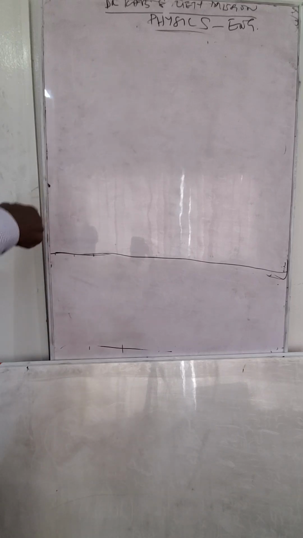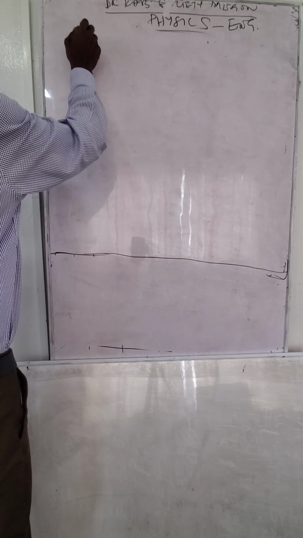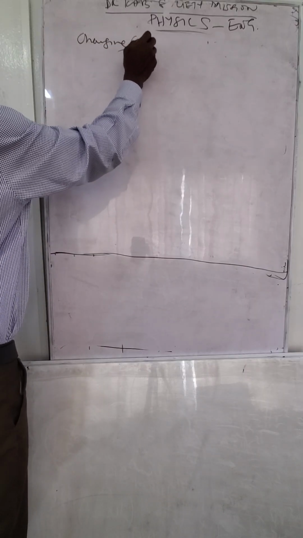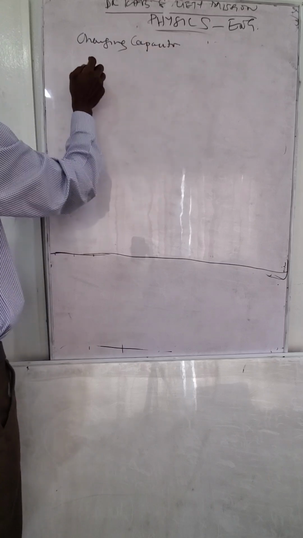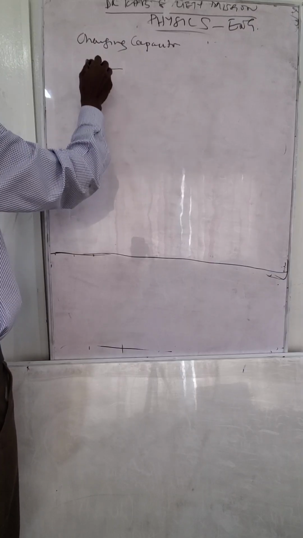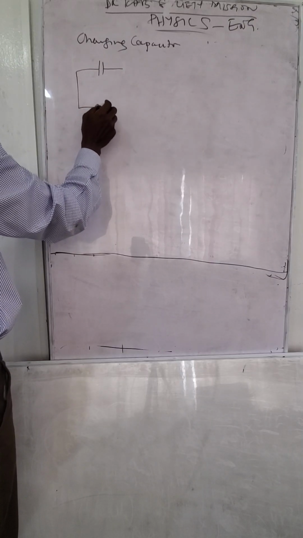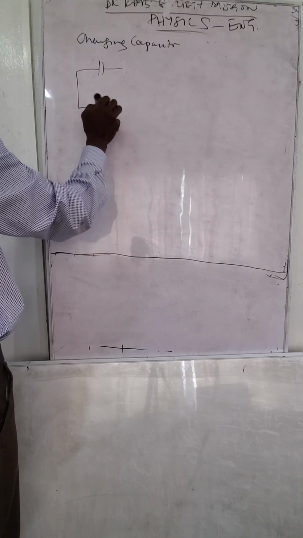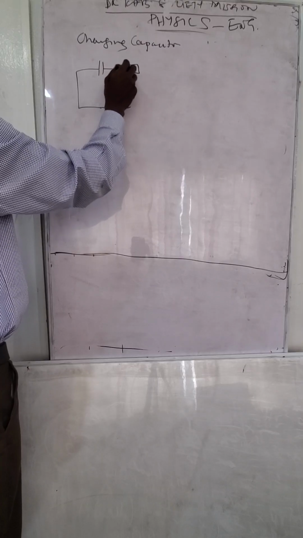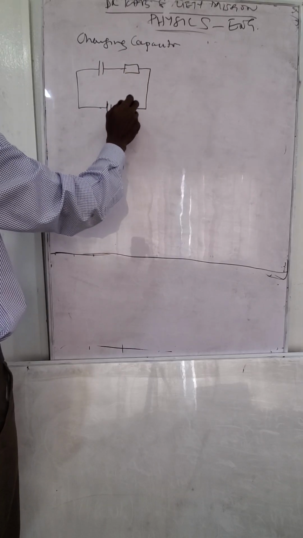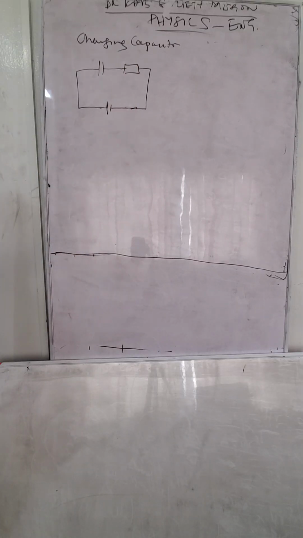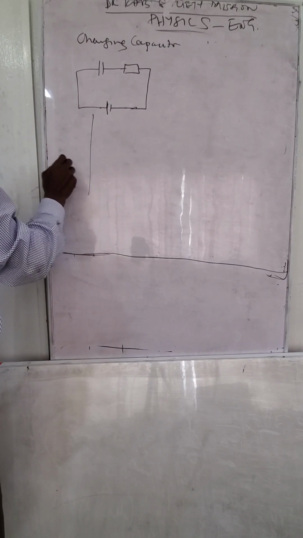Now let's look at the charging capacitor. So the circuit, this is our capacitor. Let's say this is being charged by a cell. So we have that. The cell is charged, so we have a load in here to regulate the current flow, a resistor. Right. So that is our graph.